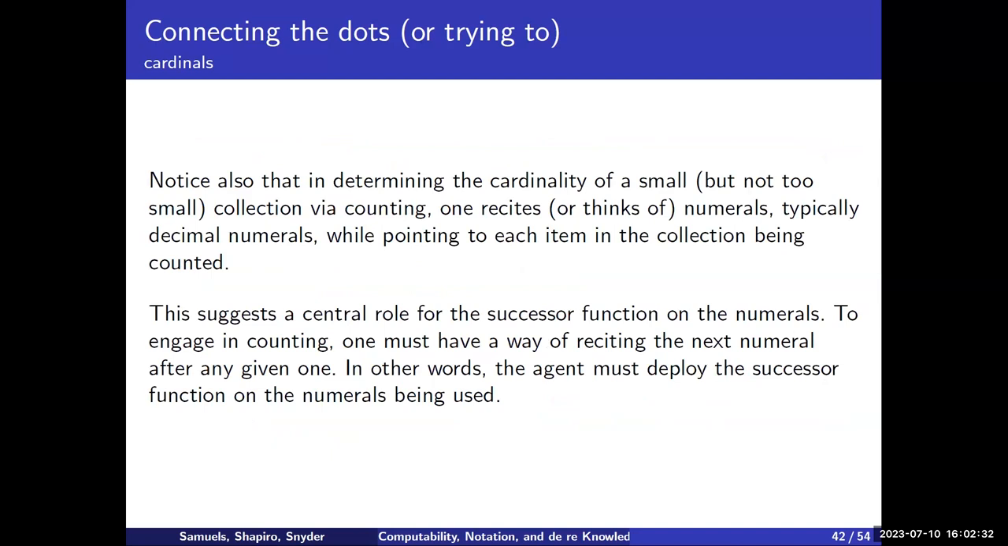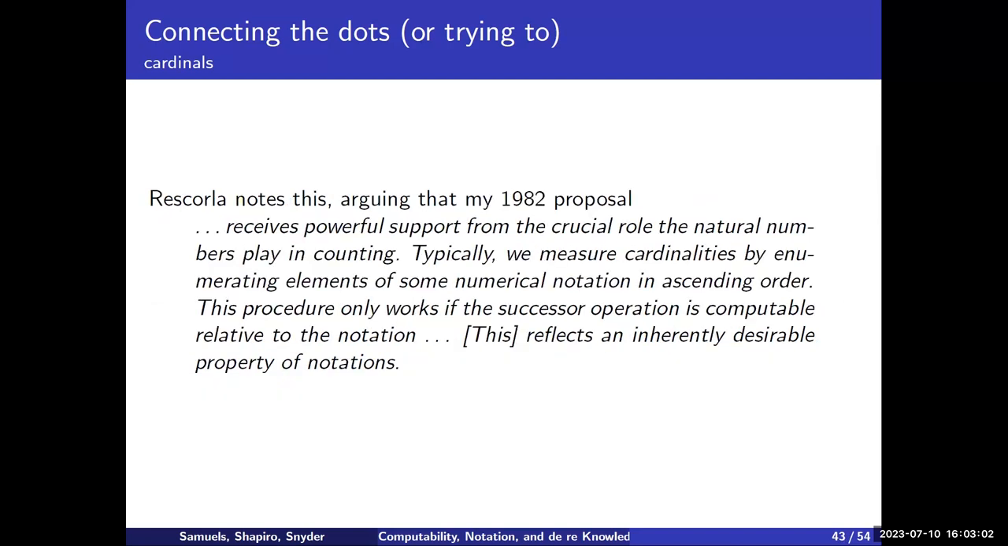Now, notice also that in determining the cardinality of a small but not too small collection via counting, one recites or thinks of numerals, typically decimal numerals, while pointing at each item in the collection being counted. Again, this is just what counting is. This suggests a central role for the successor function on the numerals. To engage in counting, one must have a way of reciting the next numeral after any given one. In other words, the agent must deploy the successor function on the numerals being used.